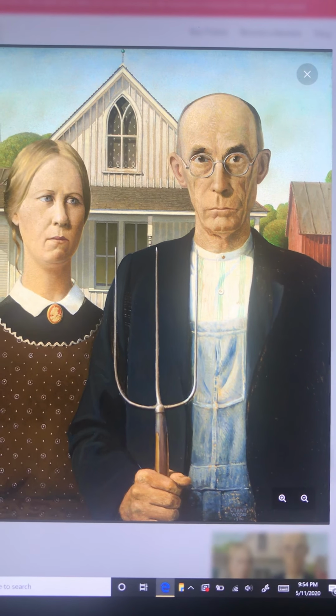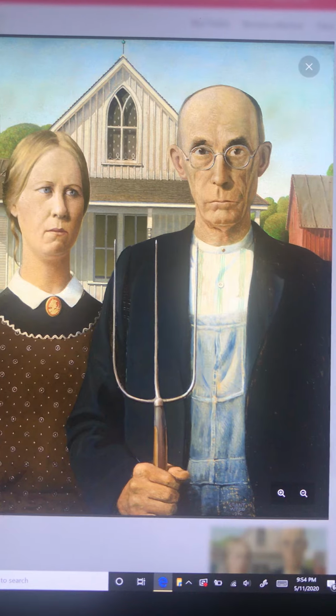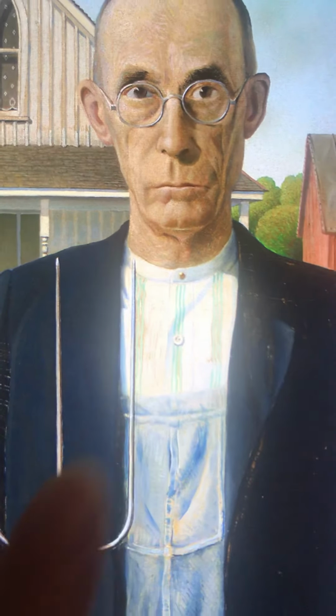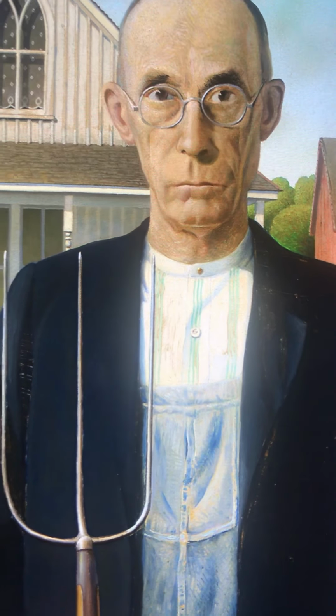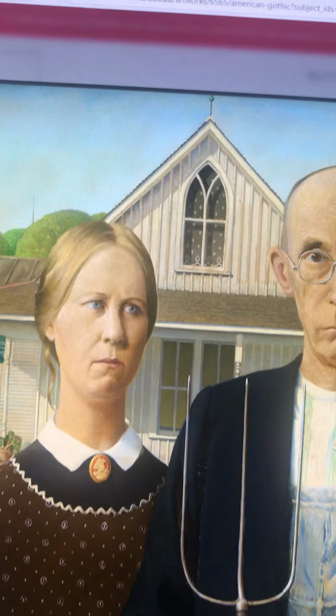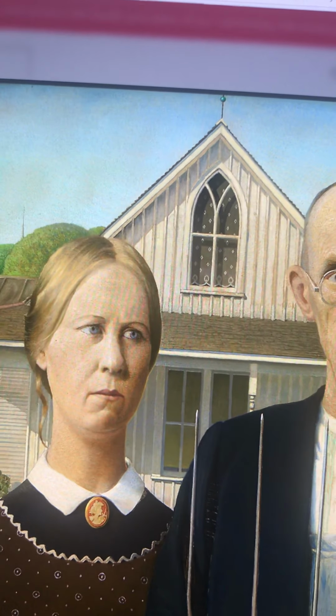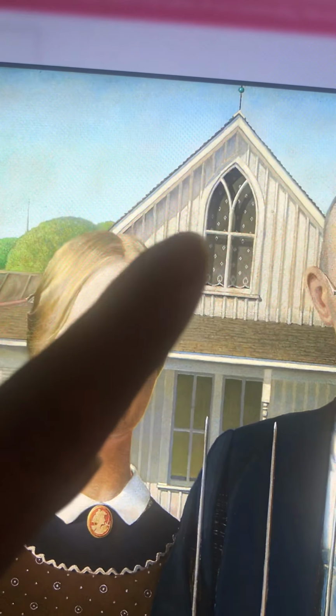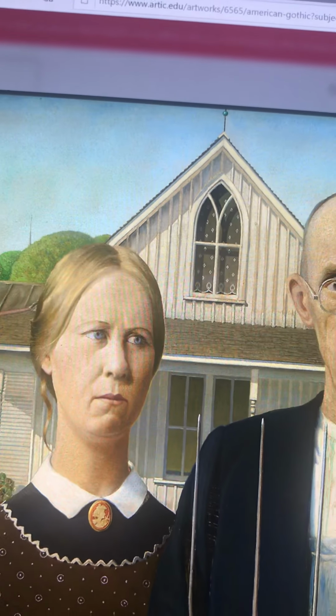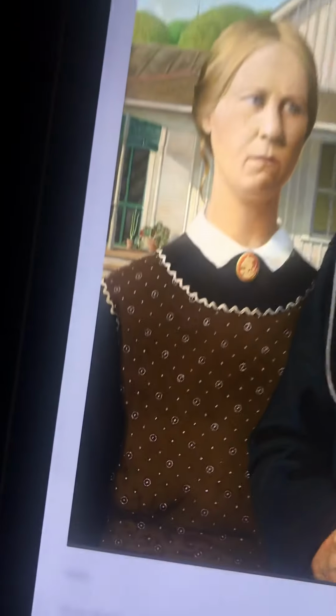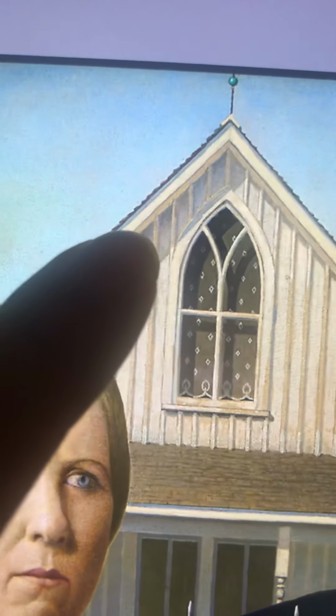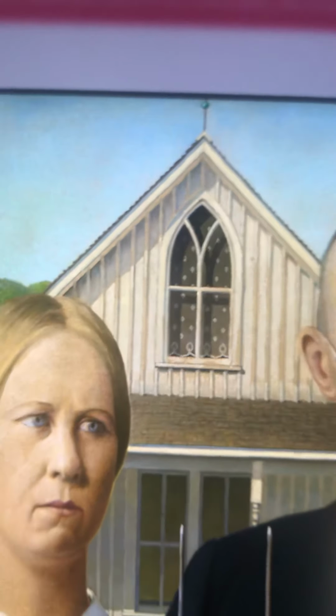There are a few recurring patterns in the artwork. The shape of the pitchfork held is displayed again in the man's overall, in his shirt pattern, and shown upside down, creating the outline of the Gothic style window. The woman's dress pattern closely resembles the pattern on the window curtain.